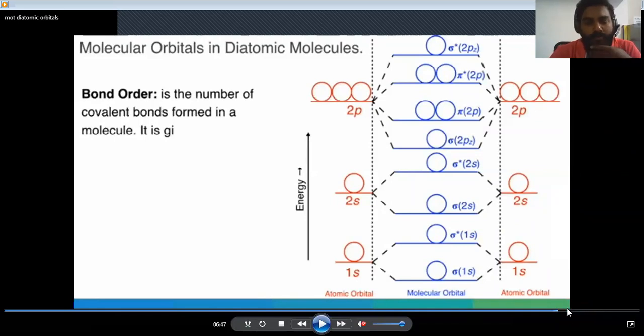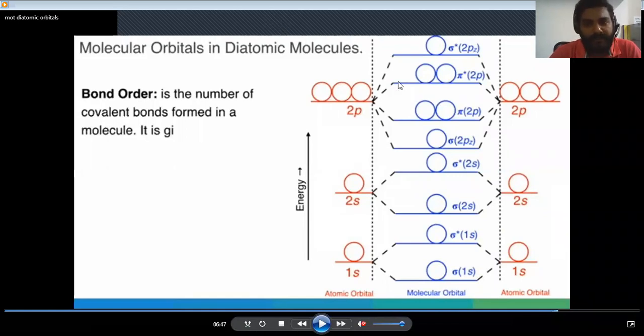For example, O2. How to split O2? What is the electronic configuration of O2? 1s2, 2s2, 2p4. Do you know O2? O plus O, oxygen. What is the electronic configuration? Anybody please? 1s2, 2s2, 2p4, sir. Very good, very good.